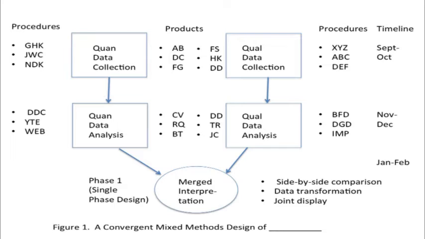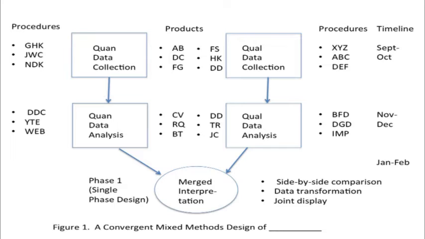I add into this a title. So I would call this a figure. I would put the figure at the bottom of the page, and I would call it, for example, a convergent mixed methods design of, and then give the topic of your study. Now you can put a timeline into these designs, and I often array these on the right. You can indicate days or months or time periods, whatever your timeline might be, but you can put that into your diagram.